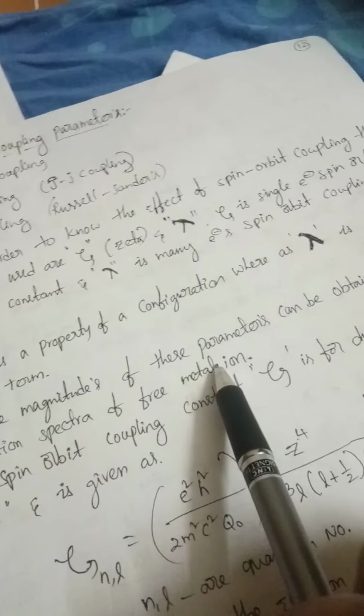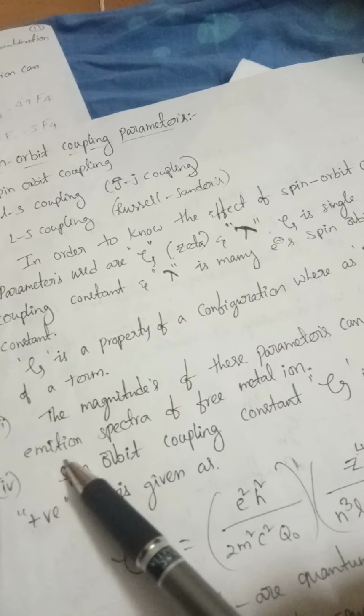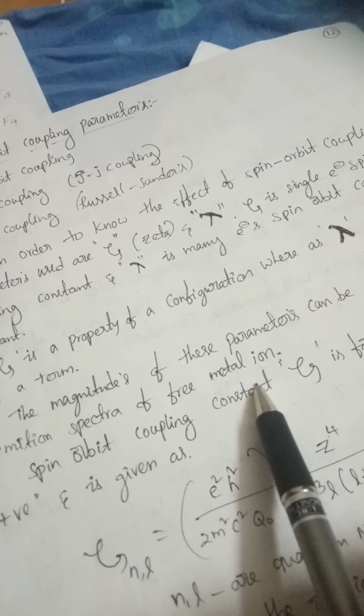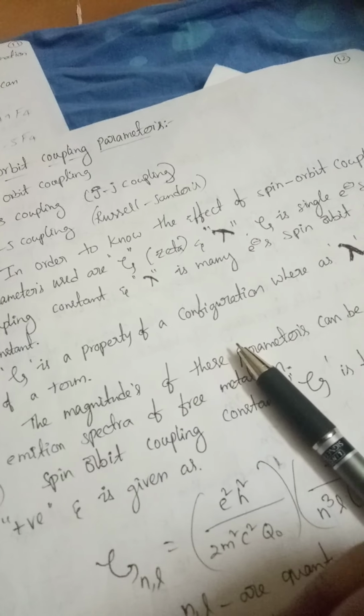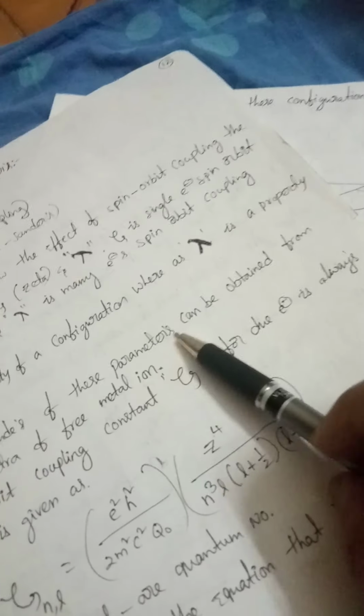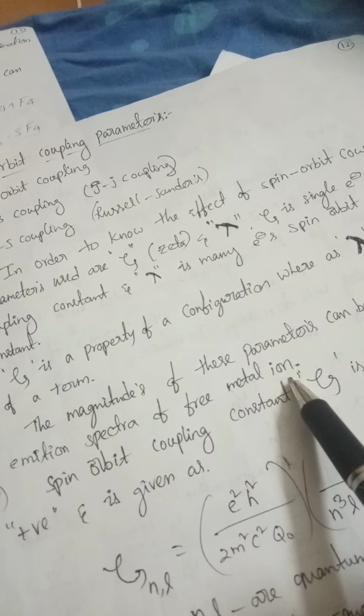So the magnitude of these parameters can be obtained from the emission spectra of a free metal ion. The electron moves from a low level to a high level. So the magnitude of this particular parameter comes from emission. The electron is moved out of the particular sphere. So here the parameters can be obtained from the emission spectra of a free metal ion.